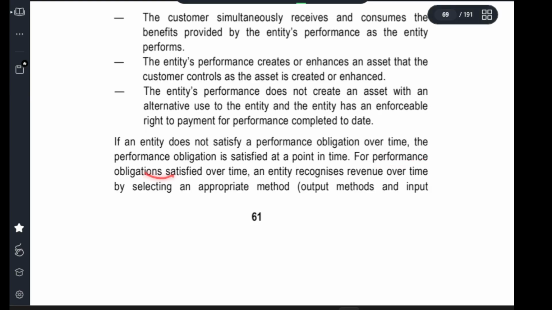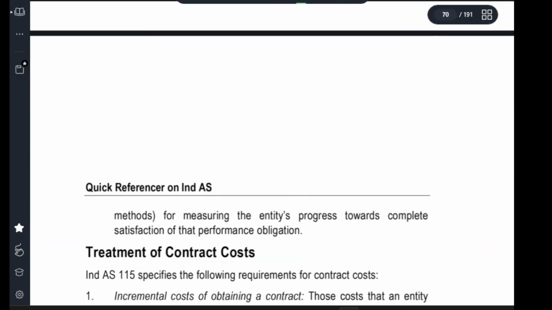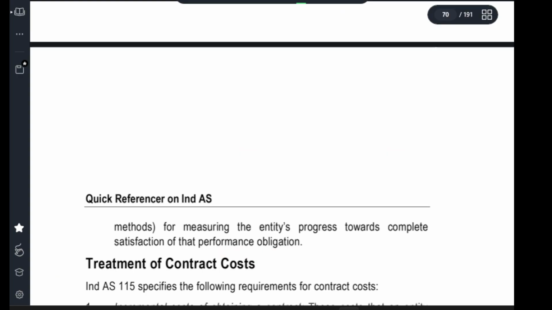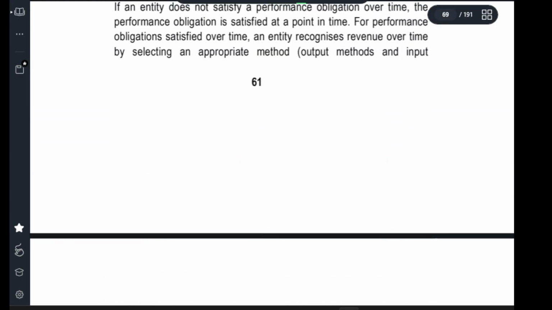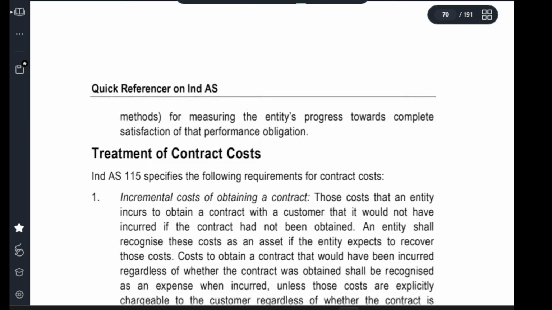For a performance obligation satisfied over time, the entity recognizes revenue over time by selecting an appropriate method, either the output method or the input method, to measure the entity's progress towards complete satisfaction of the performance obligation. The appropriate method is both the input method and output method. By selecting this method, the entity should recognize the revenue over time towards what has been completed of the performance obligation.